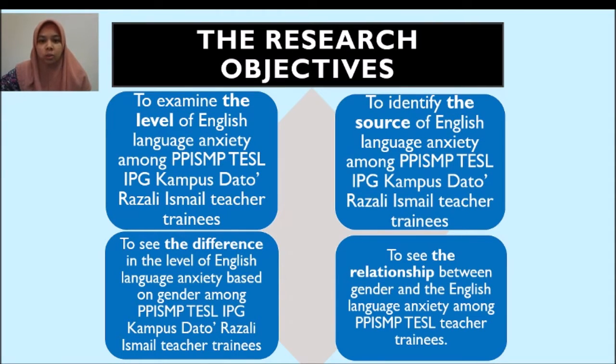There are four research objectives. First is to examine the level of English language anxiety among PPISMP TESL IPG campus Datuk Razali Ismail teacher trainees. Second, to identify the source of English language anxiety among PPISMP TESL IPG campus Datuk Razali Ismail teacher trainees. Third is to see the difference in the level of English language anxiety based on gender. And the fourth is to see the relationship between gender and English language anxiety.